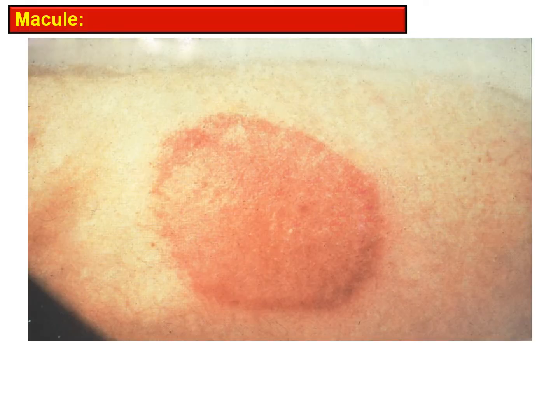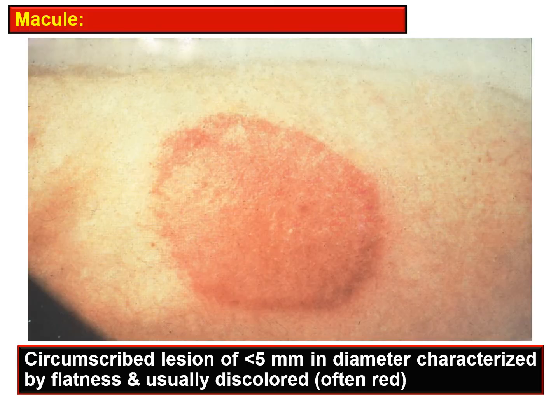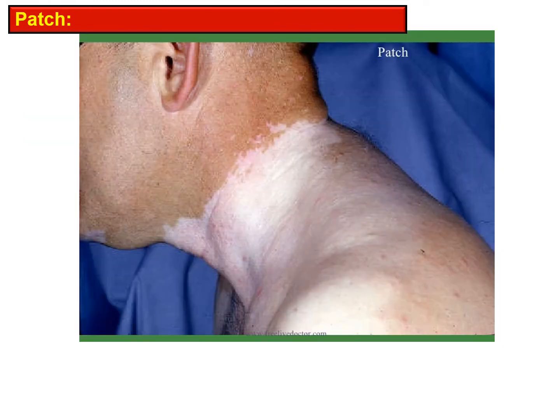There are many macroscopic terms that describe a certain morphology of a lesion, especially in skin disorders. Macule stands for a circumscribed lesion that is less than 5 millimeter in diameter, and it is characterized by flatness, and usually it is discolored, often red in color.